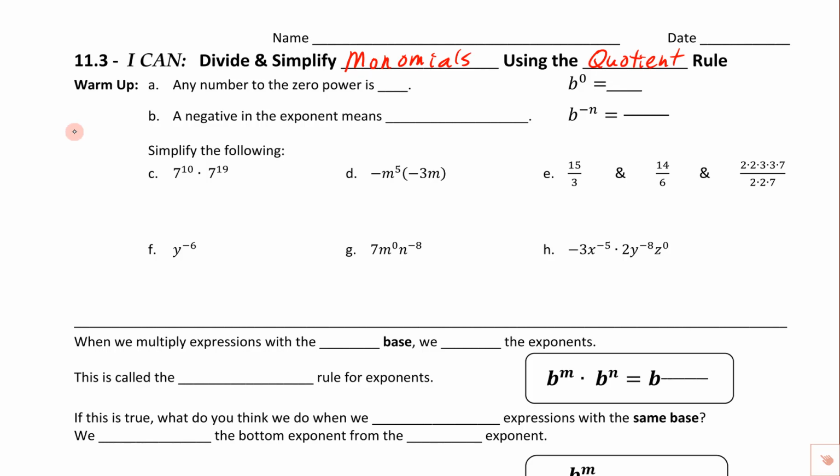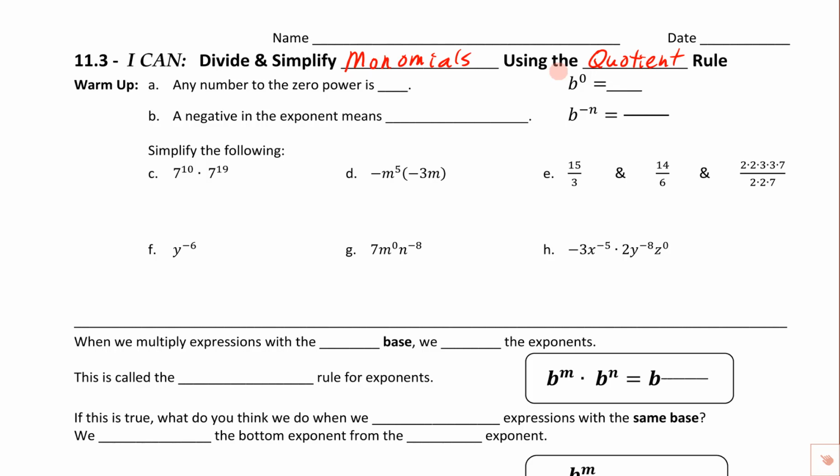more really cool rules and properties for working with exponents. So in 11.3, the I can statement is I can divide and simplify monomials using the quotient rule. So we're going to talk about the quotient rule for exponents. We've talked about negative exponents and 0 for an exponent, and multiplying exponents, multiplying monomials, and the power rule there.